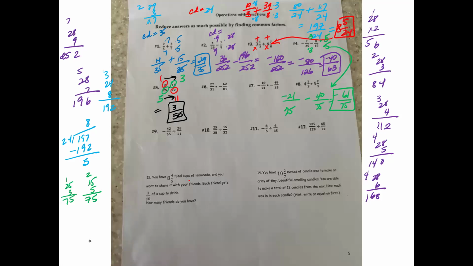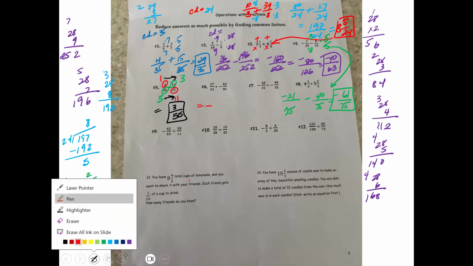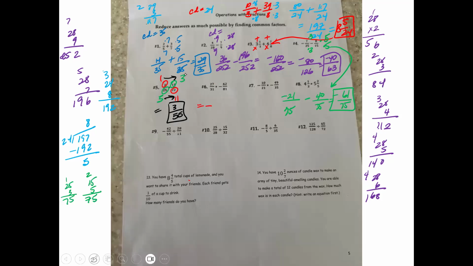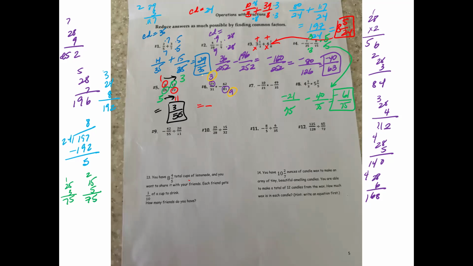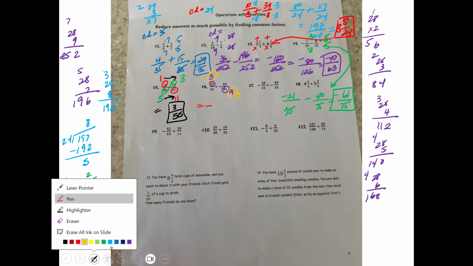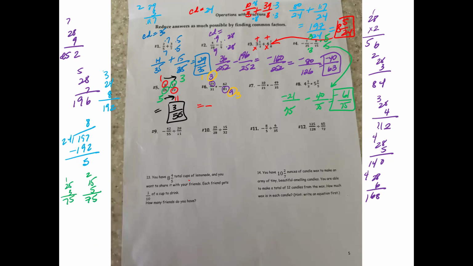For number 6, when you have a positive times a negative, your answer is going to be a negative. So we know that. What can you go ahead and reduce? By what? And then you reduce it one more time. By 3, right? What else can you reduce? To what?